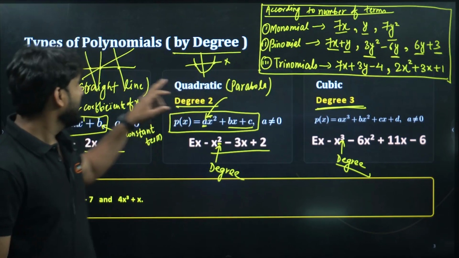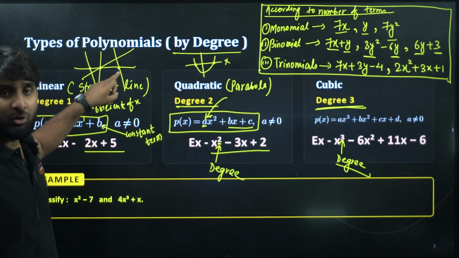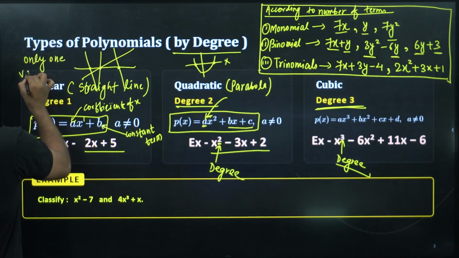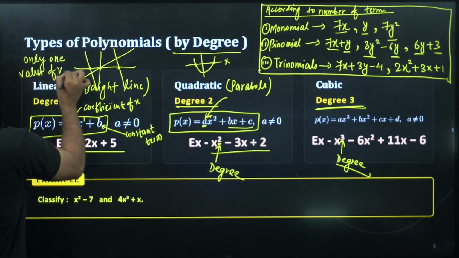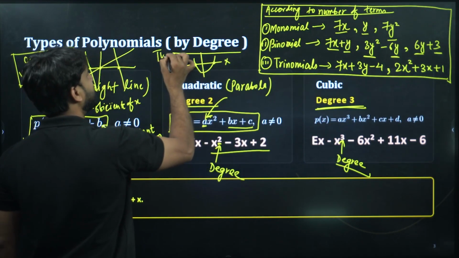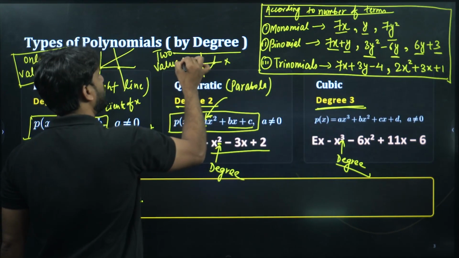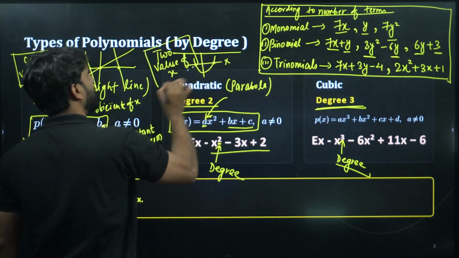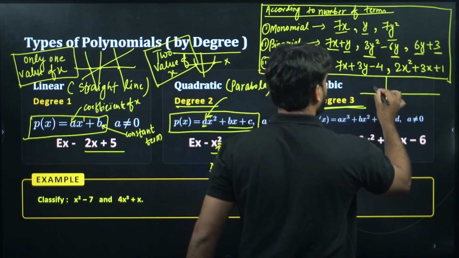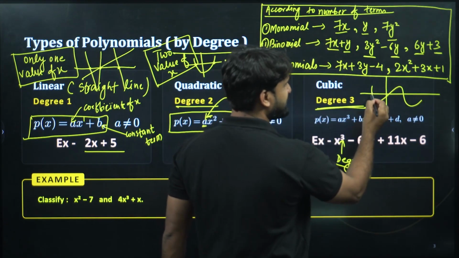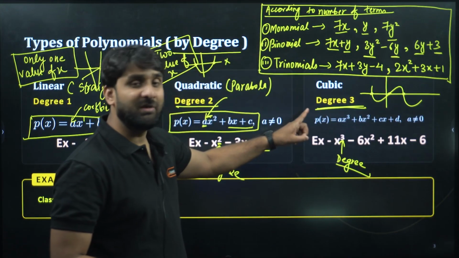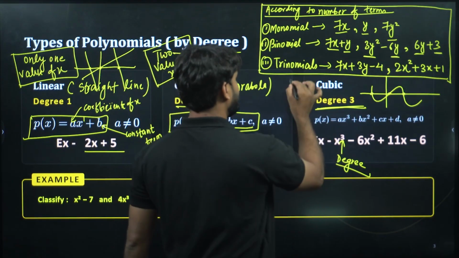Now my dear champion, in a linear polynomial, how many solutions will be there? Only one value of x. In a quadratic polynomial, how many values will be there? Two values of x which will be satisfying it, because it is intersecting at 2 points. That's why this is a parabola. But if we talk about a cubic polynomial, it will look like this. How many intersections? 1, 2, 3. And that's why the cubic polynomial will have 3 solutions, 3 values of x.